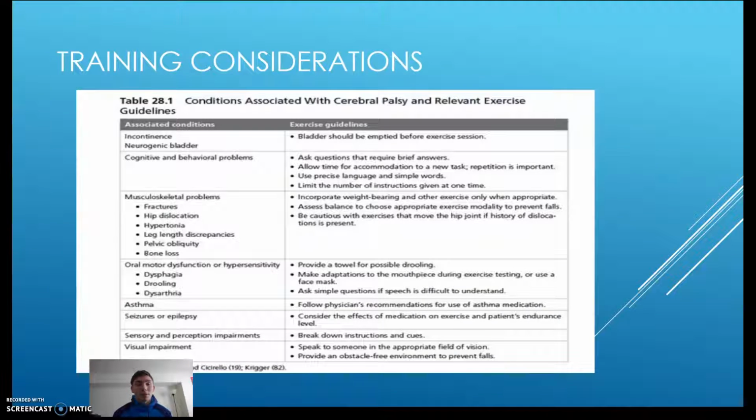Other problems may include cognitive or behavioral complications. So the person may not be able to keep up with you as well. So speak slowly, allow adequate time for response, take into account any seizures or medications, any sensory or perception impairments. So make sure that you're really taking the time to break down these instructions and cues when you're working out with your client.